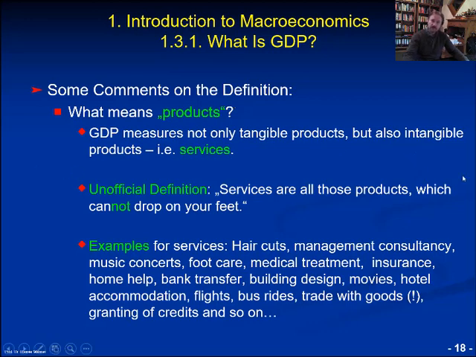It's very important because most economies today do not primarily produce tangible products, hardware or industrial products, but the largest part of GDP is service sector production. That's something we will see later when we have a closer look at how GDP of Germany is composed. So this is an important point. GDP also takes care of the production of services.